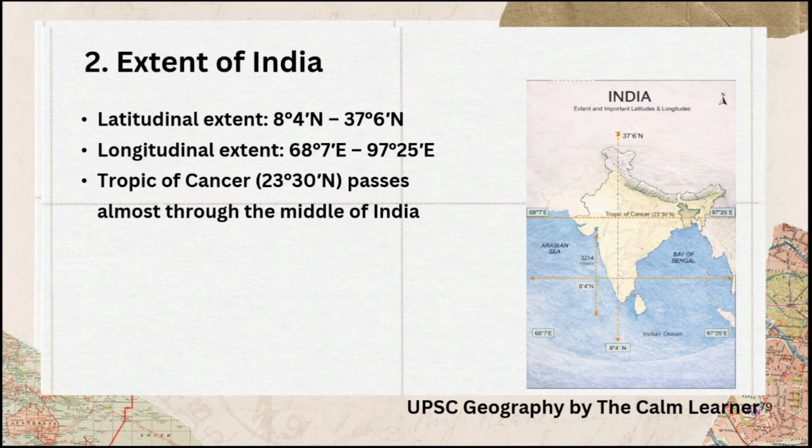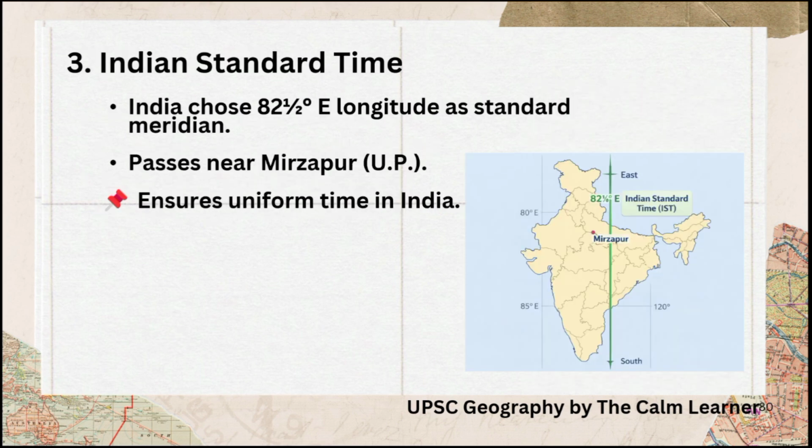This wide extent of India is the reason why different parts of the country experience different climates, seasons, and length of the day and night. So this concept becomes very important later when we study climate and monsoons.